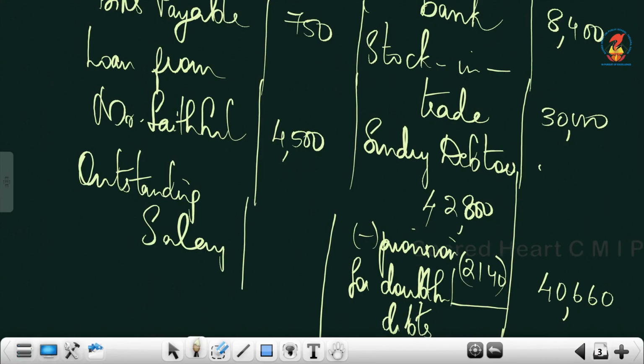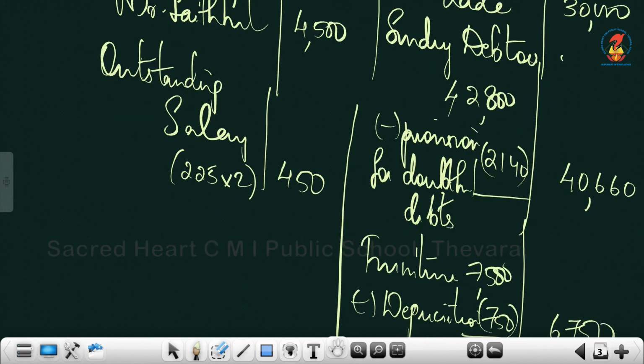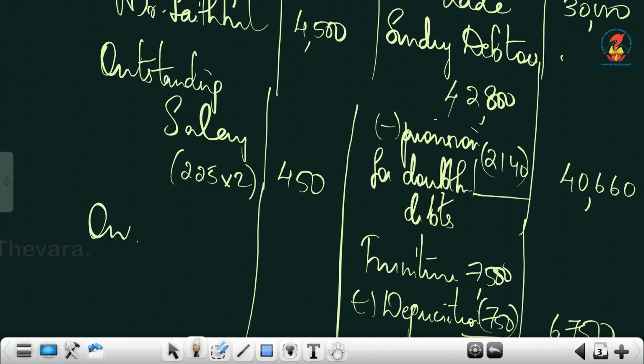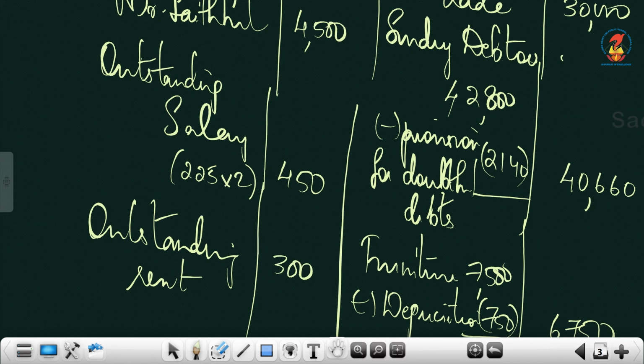So the calculation will be 225 into 2. Okay. So the amount is 450. Then we have outstanding rent also with that, but outstanding rent 2 months rent directly given 300. Don't multiply 300 with 2. Understood? So read each and every word of your question very carefully. It's outstanding rent 300 directly given.